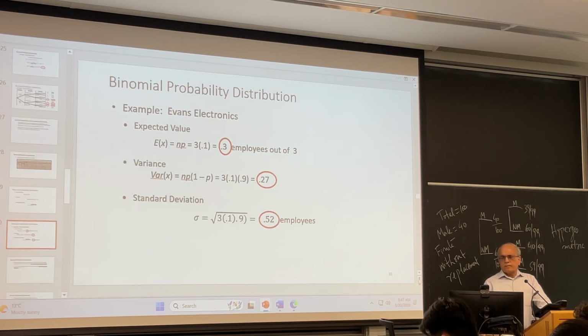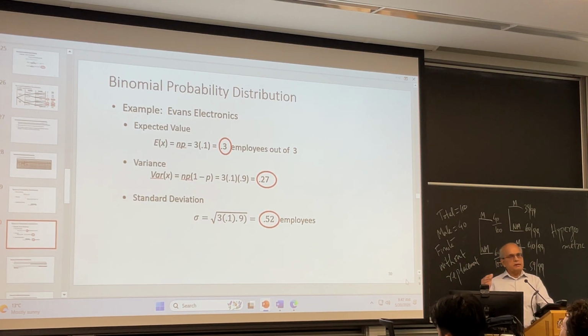Now, like any distribution, the binomial distribution also has a mean and a standard deviation. Each distribution is defined by its mean and standard deviation. How do you find the mean? The mean is simply the sample size times the probability of success, n times p. And the variance is the sample size times the probability of success times the probability of failure, so variance is np(1 minus p).